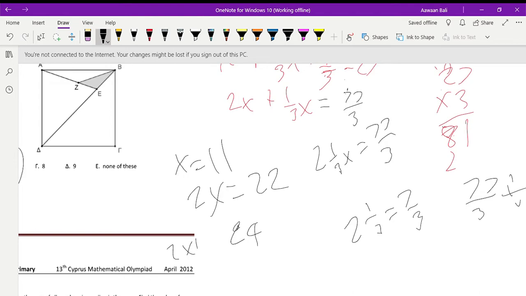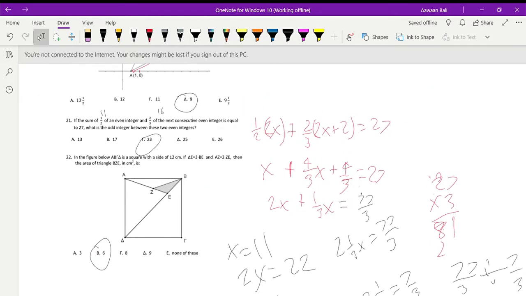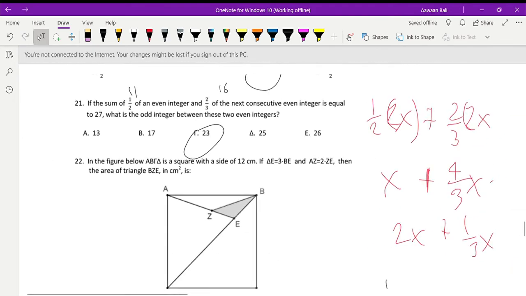You got your other even number, and if you check, half of 22 is 11, 2/3 of 24 is 16. 11 plus 16 is 27. Even though this is a long method, it might sometimes be better for you, so you can go over it once more if you don't exactly understand. And basically, the odd number between 22 and 24 is 23, so therefore your answer is gamma, 23.